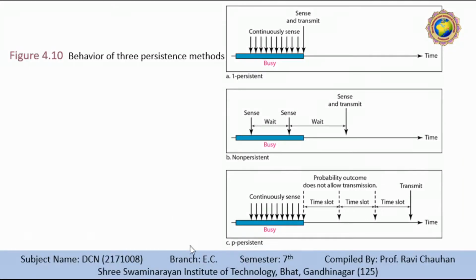Last, the p-persistent method. It is used if the channel has time slots with a slot duration equal to or greater than the maximum propagation time. The p-persistent method combines the advantages of the other two strategies. It reduces the chance of collision and improves efficiency. In this method, after the station finds that the line is idle, it follows some steps as mentioned over here.